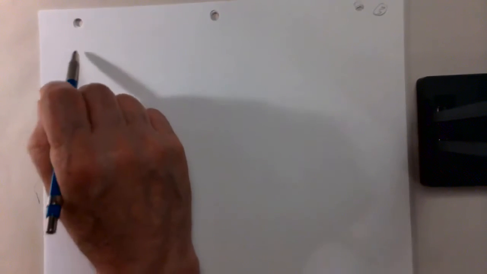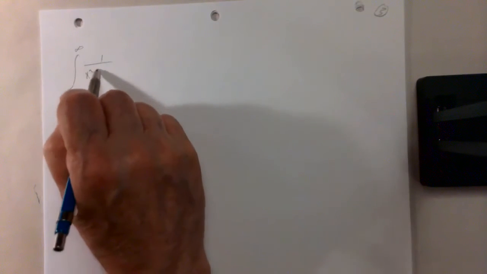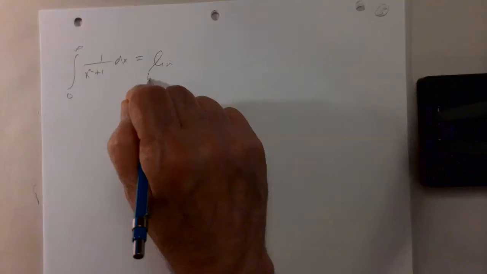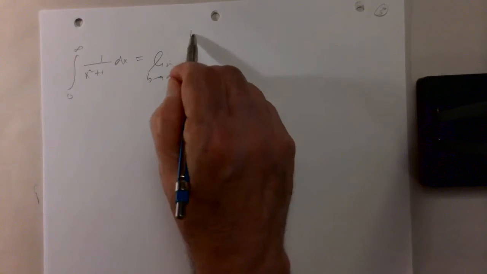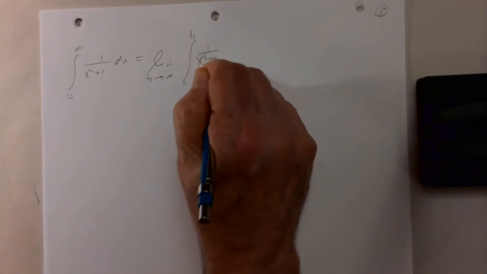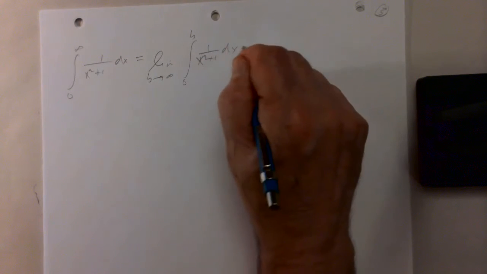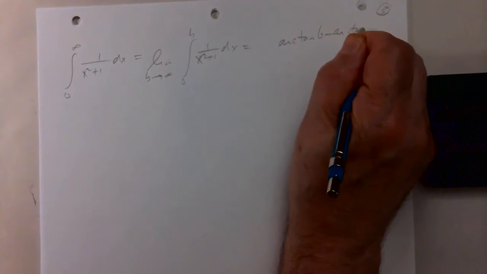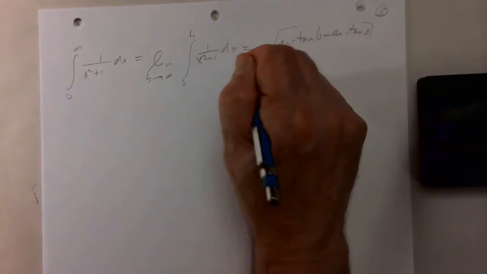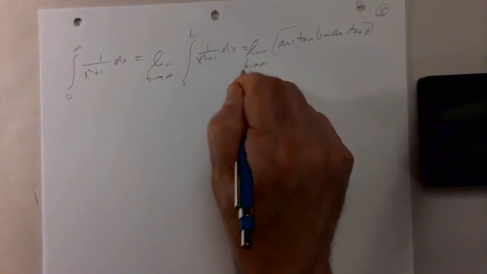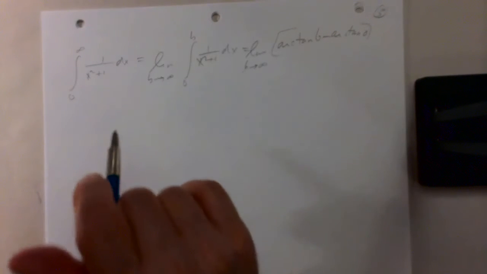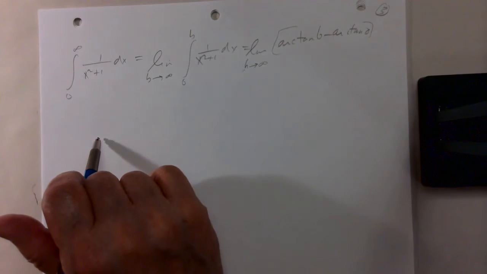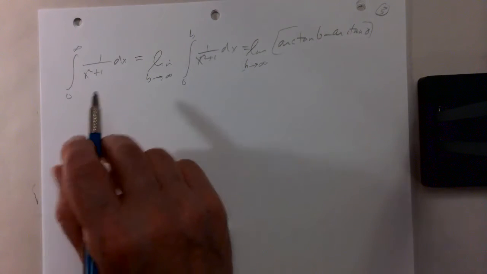Suppose we have the integral from 0 to infinity of 1 over x squared plus 1 dx. Again, it's always the same thing. Take the integral from 0 to b of 1 over x squared plus 1. What is this? This is the arctangent. So this is arctangent of b minus arctangent of 0, limit as b goes to infinity. Arctangent of 0 is 0. And the arctangent of b as b goes to infinity is pi over 2.